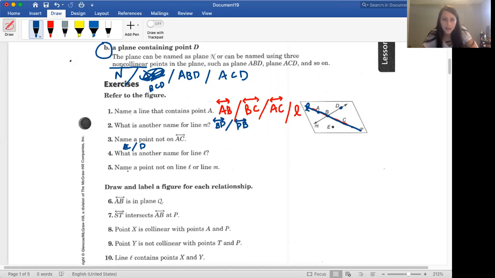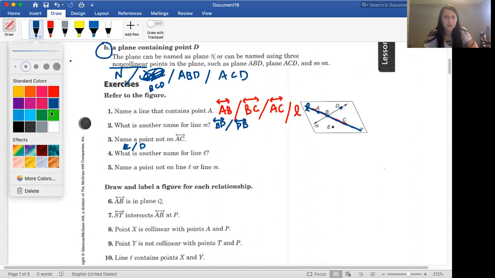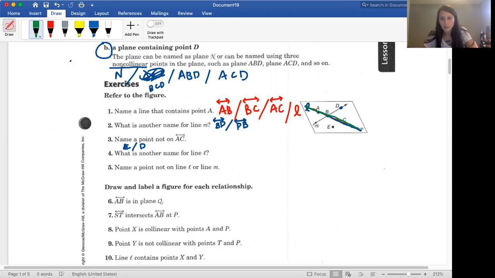Number 5, name a point not on line L or line M. All right, let's use a different color here. So I'm gonna use green. I've got line L right here, and I've got line M right here. Now, points that are on those lines would be A, B, C, D. All of those are on the line, except for E. So a point that's not on either of those lines would be point E. Maybe we could say point E right here.